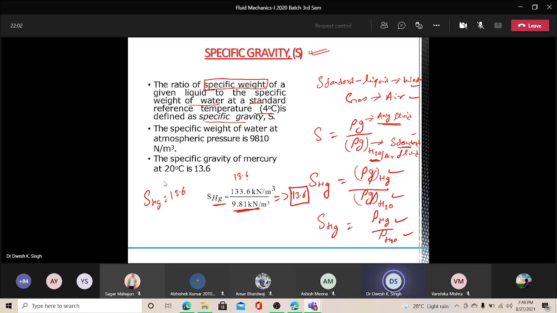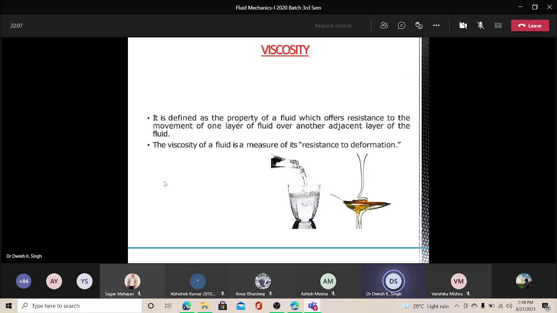Then comes another property that is called viscosity. It is basically a property of the fluid, you can say a hereditary property of the fluid. That viscosity offers resistance to the movement of one layer of a fluid over another adjacent layer. Now let me give you some insight explanation of this viscosity.